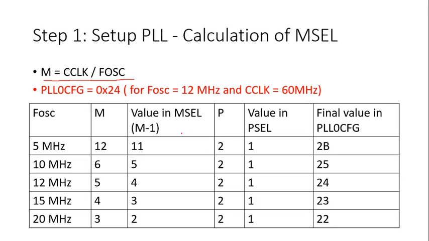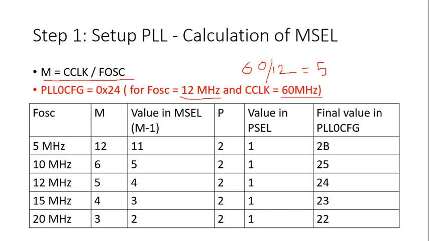Here one table is given, and along with that we will consider a typical value of 12 megahertz. This is a typical, standard crystal value used for LPC2148, and we require a CCLK of 60 megahertz. So 60 divided by 12 comes out as 5. So the M value is 5.